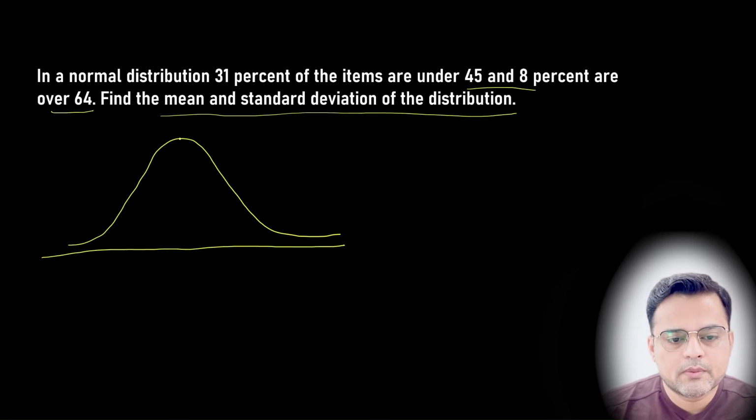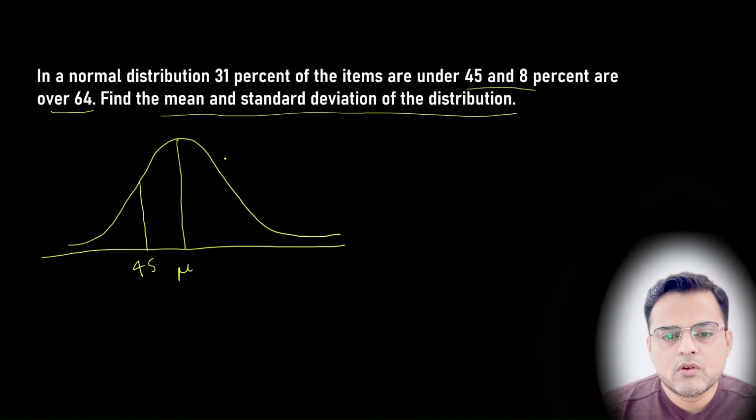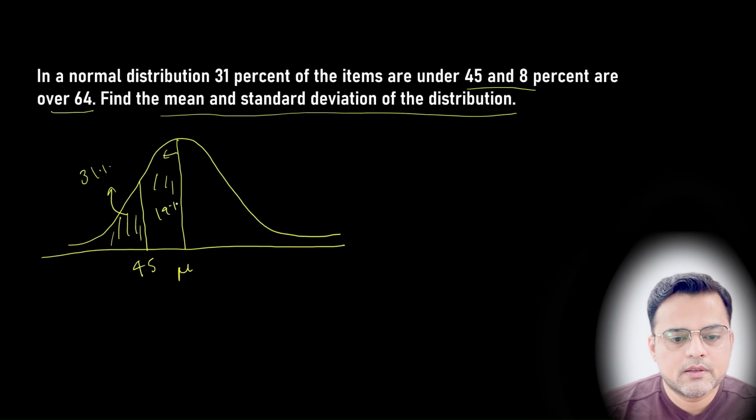So here your mean is mu and this value is 45. Let's say this value is 45. So under 45, below 45 this is 31%. And now this left side is 50%. So what is this area? This area is 19%. Again, 8% of the items lie above 64. So this is 64.